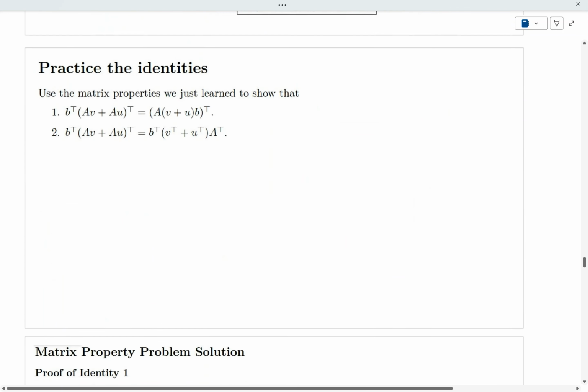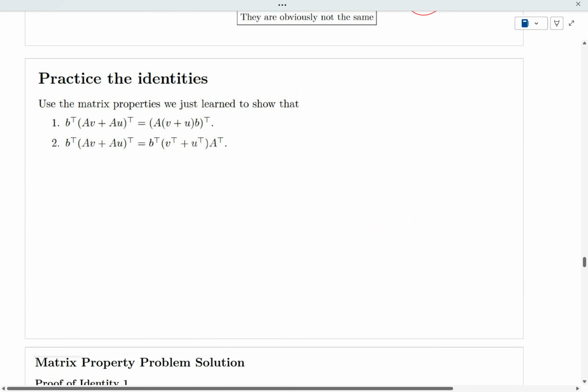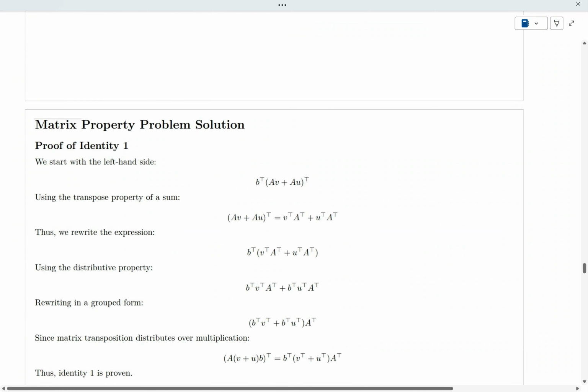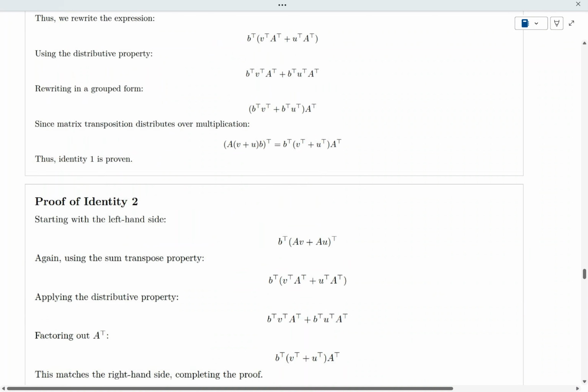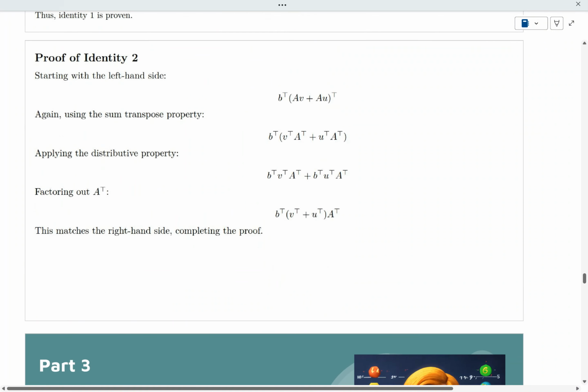All right. So we went through some of these properties. Let's practice what we just learned. It takes a little bit of time to absorb this information. So use the matrix properties and show that these are the same and these are the same. Okay. Take a second, pause the video, and go over these. Okay. Here's the solution. It shows you why they're the same. Here's the solution for part 2.